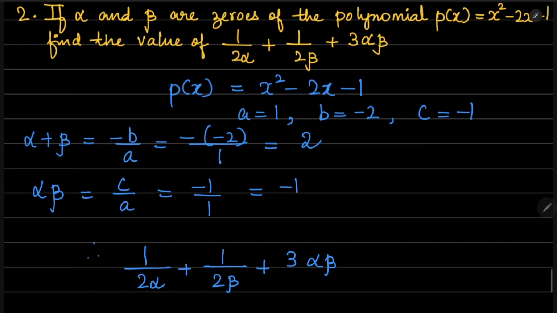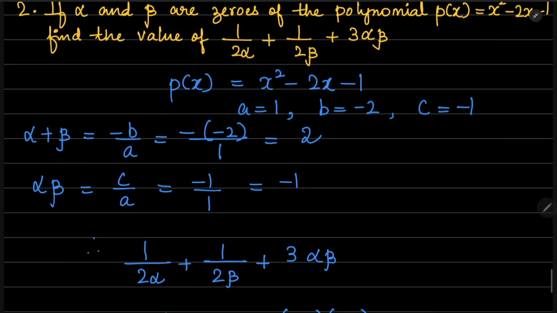Okay, very, very easy problem. From the given polynomial, just find the sum of the zeros and the product of the zeros. Using that, you will be able to evaluate. Let us move on to the next question. Please make sure you pause the video and do it along with me. Only then, if such similar questions come in the exams, you will be able to do it confidently and without any mistakes.